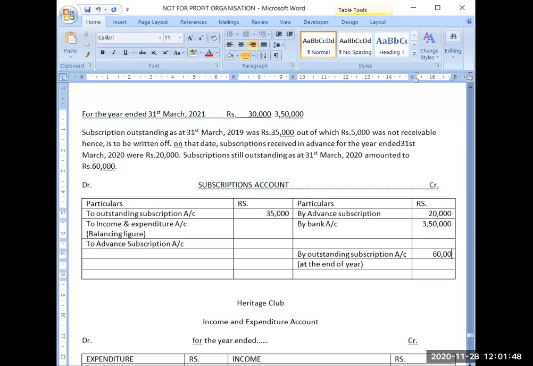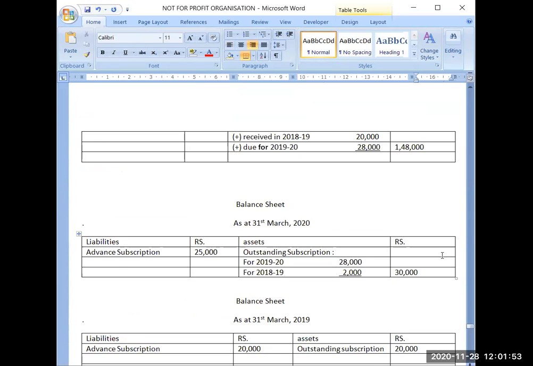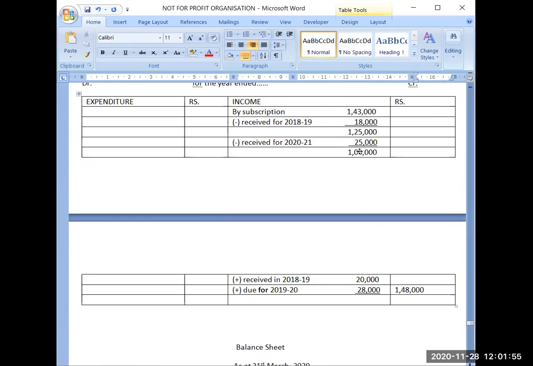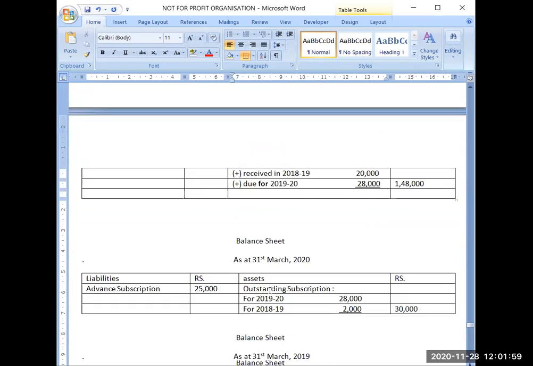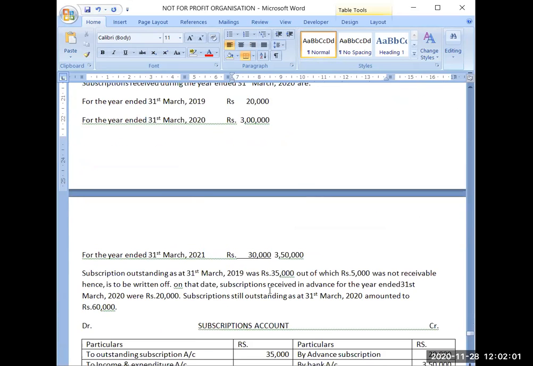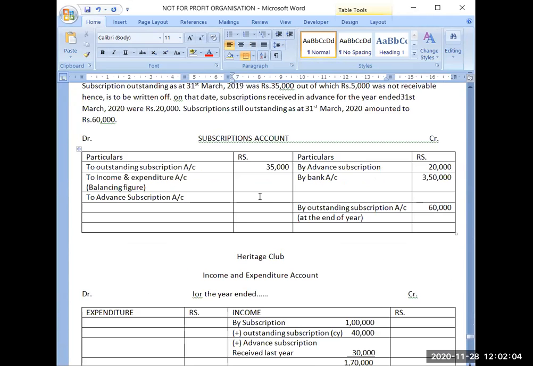You don't need to write here current year outstanding as we were doing earlier in the questions when we are doing it in addition and subtraction form. At that time we need current year outstanding. But if we are preparing subscription account, then we don't need for the current year. We need at the end of the current year information. Is this point clear?